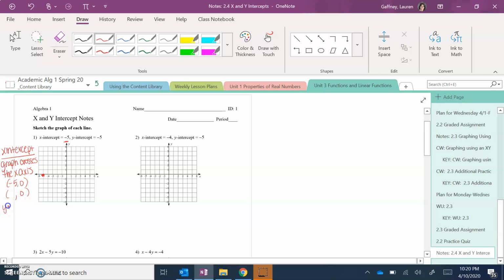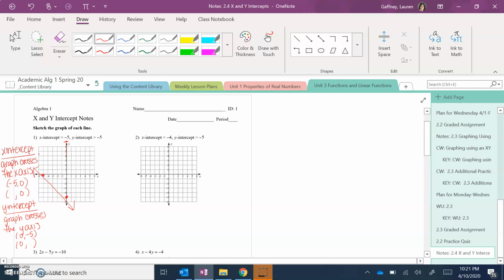The y-intercept is where the graph crosses the y-axis. So here's our y-axis. It is also crossing at -5, so down here. That would be the ordered pair 0, -5. For the y-intercept, the x value is always 0, and then a number. Then we'll connect those with a line, and we're done.